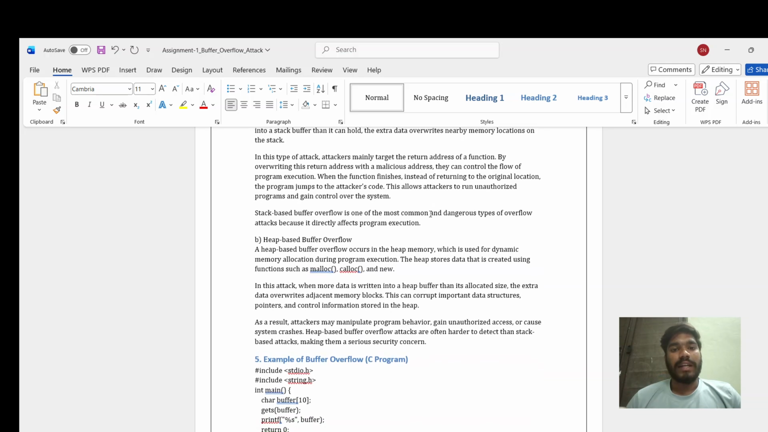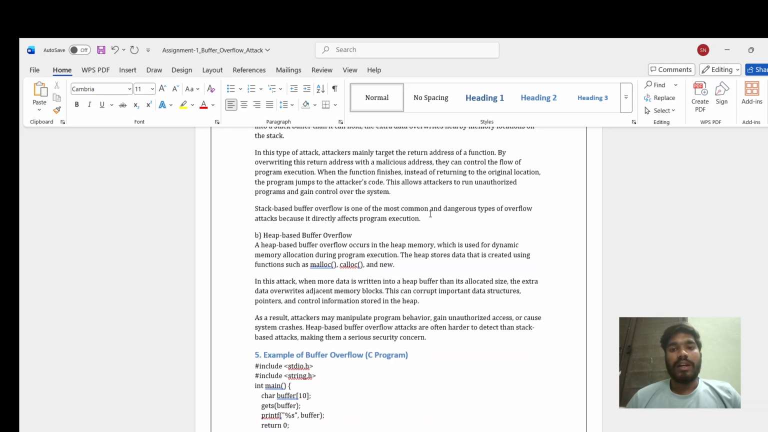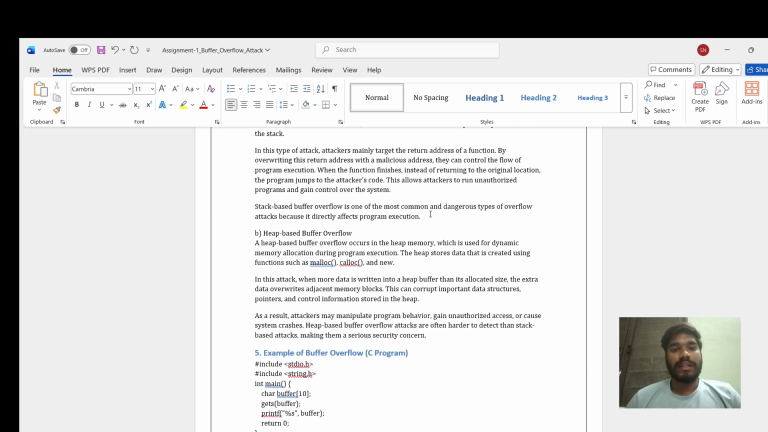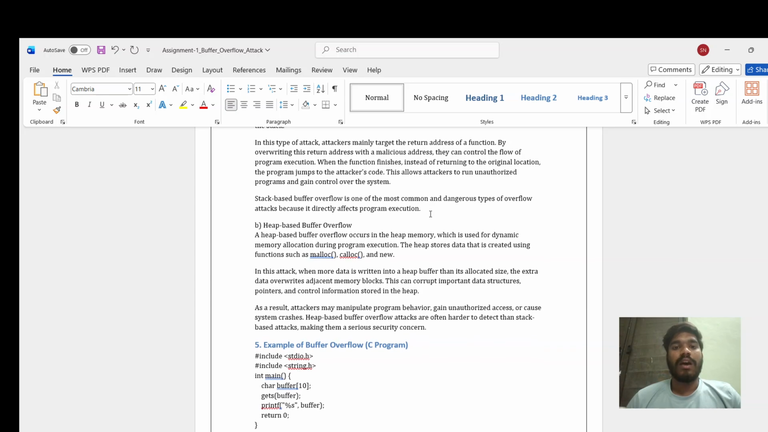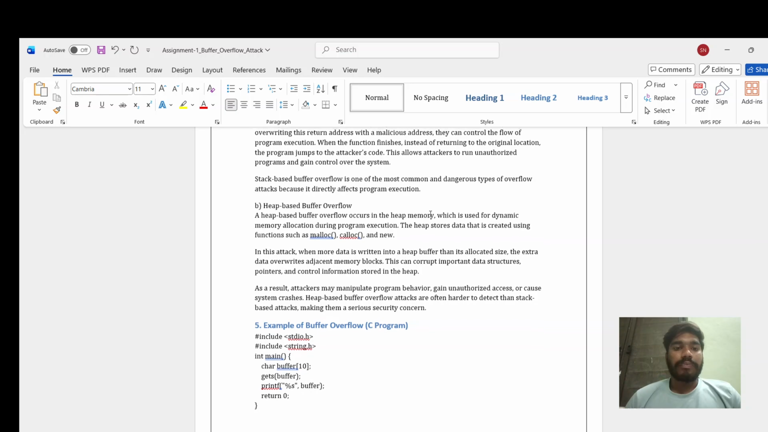In this type of attack, attackers mainly target the return address of the function by overwriting it. The return address is replaced with the address of malicious code, so they can control the flow of program execution. When the function finishes, instead of returning to the original location, the program jumps to the attacker's code. This allows attackers to run unauthorized programs and gain control over the system.